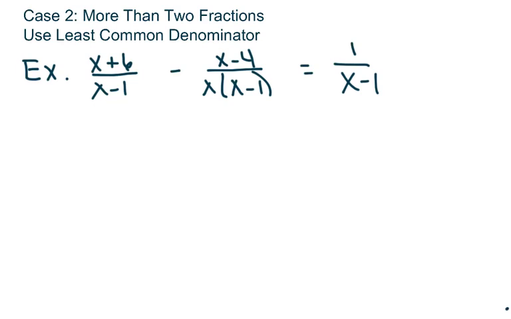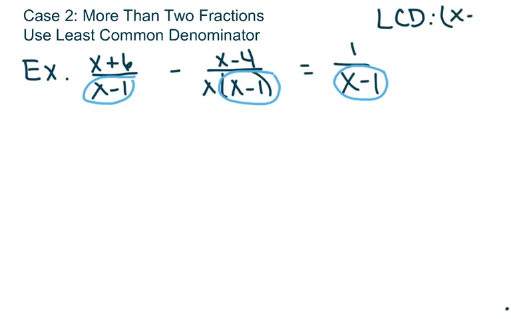What we want to do is try to figure out what the least common denominator is. So I'm going to try to help you out. The first denominator, if you'll notice, is an x minus 1. The second fraction also has the x minus 1, and the third fraction has the x minus 1. So definitely when we talk about the least common denominator, we definitely want to include x minus 1.